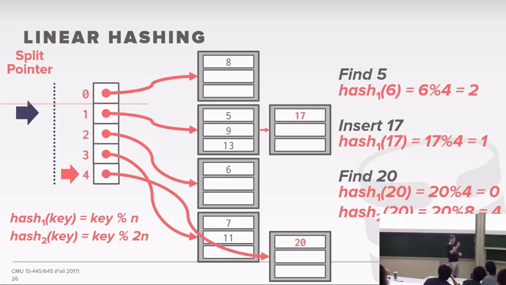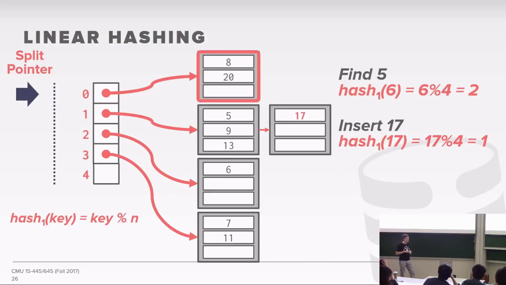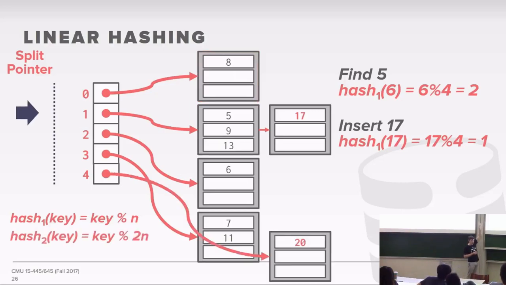Question: whenever we split a bucket, do we need to rehash all the buckets above the split pointer? His question is, when you split a bucket, do you rehash anything that's above it? No, you only rehash whatever the split pointer is pointing at, because the second hash function that comes along would have already been applied to any bucket that came before it.